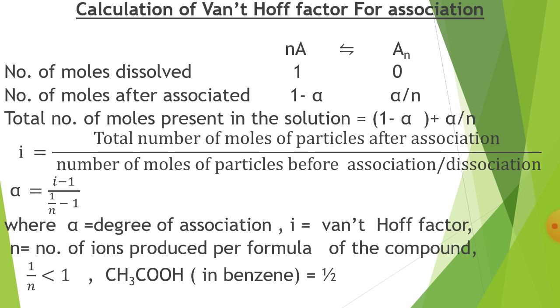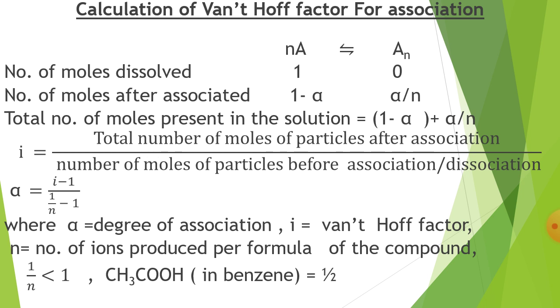Now the calculation of the Van 't Hoff factor for association. Here n molecules of A are taken, but in the solution they convert into An. That means if n molecules are taken, they become An. If 1 is taken, it becomes alpha by n.